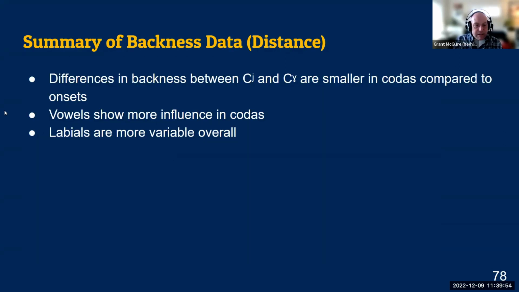So differences in backness between the palatalized and velarized are smaller in codas compared to onsets. The vowels show more influence in the codas, and the labials are more variable overall.